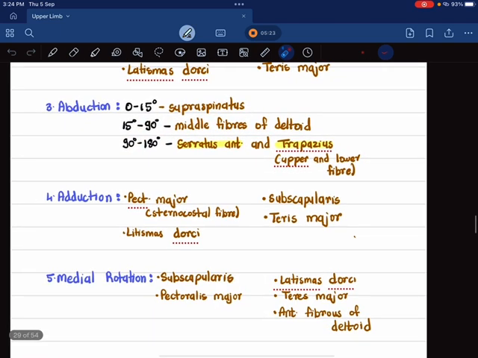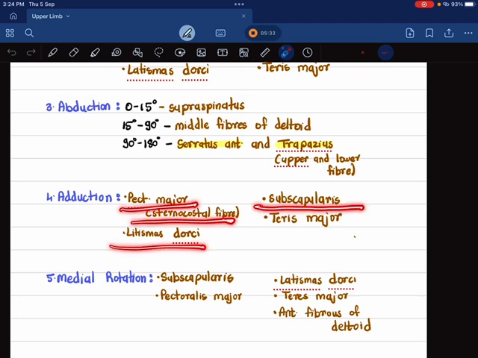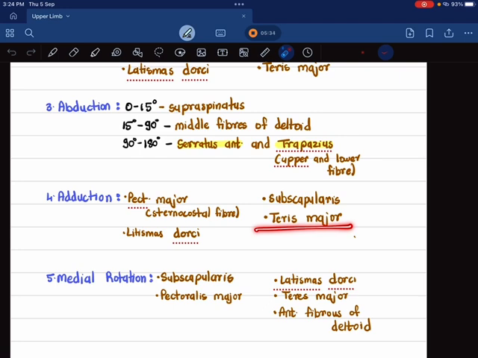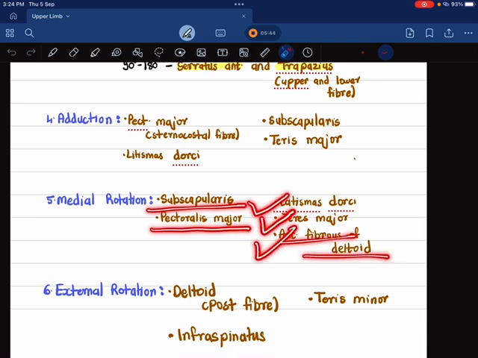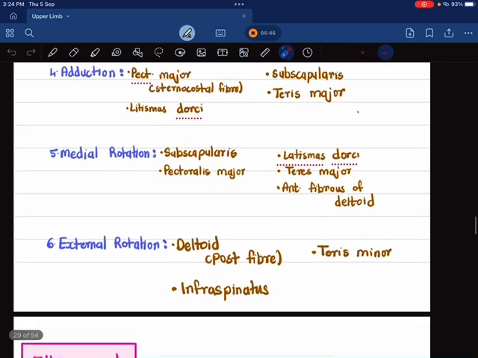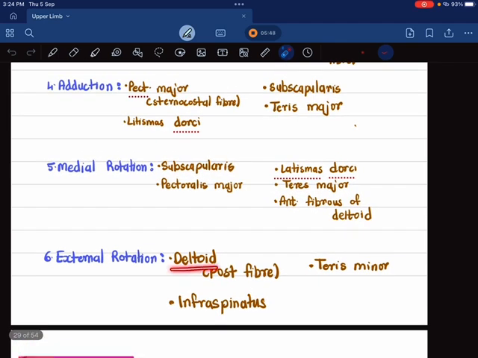Now adduction. In adduction, main muscles are sternocostal fibers of pectoralis major and latissimus dorsi, while the accessory muscles are subscapularis and teres major. In medial rotation, main muscles are subscapularis and pectoralis major, while accessory muscles are latissimus dorsi, teres major, and anterior fiber of deltoid. In external rotation, main muscles are posterior fibers of deltoid and infraspinatus, while accessory muscles are teres minor.